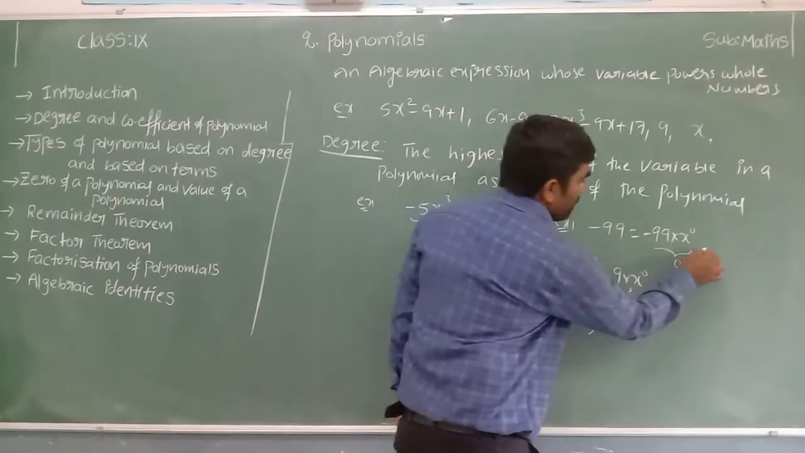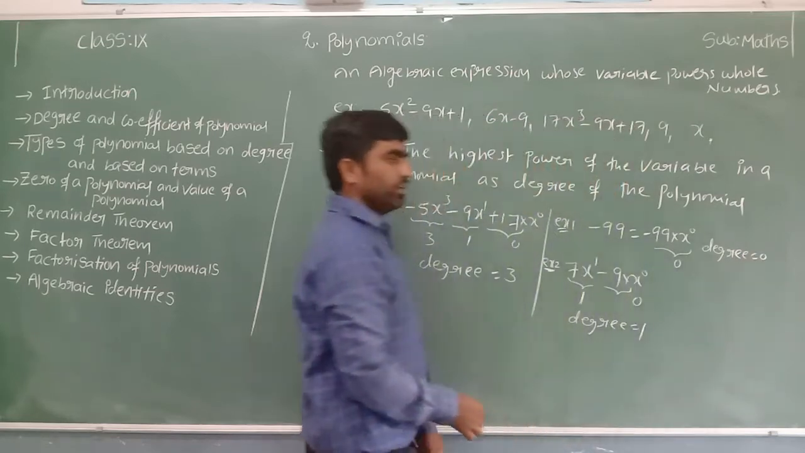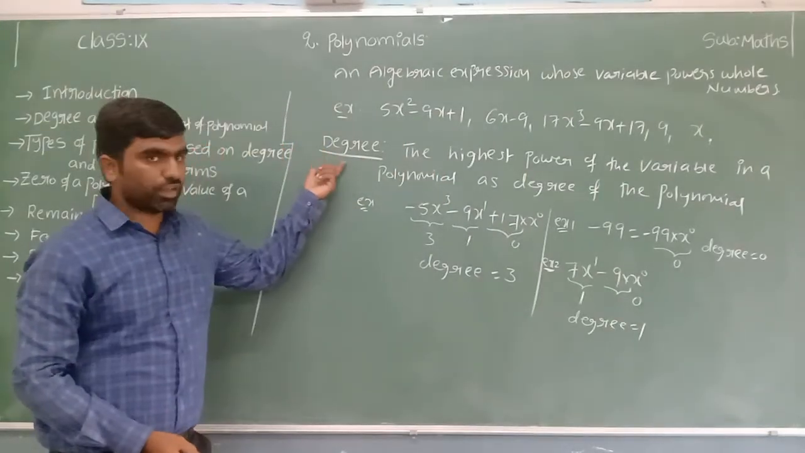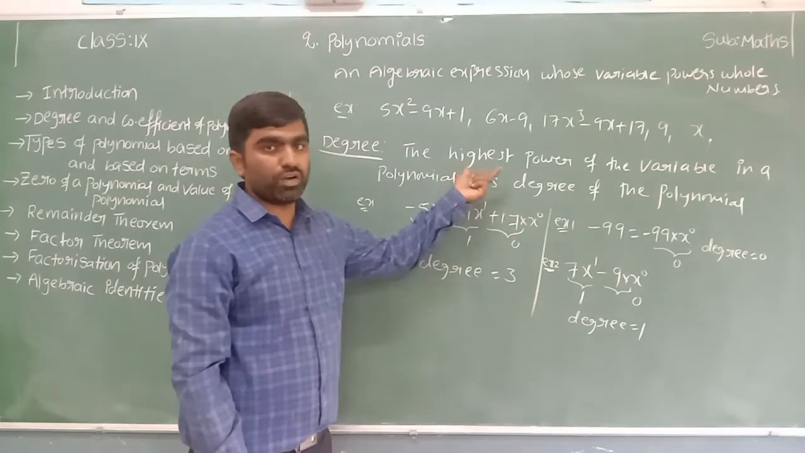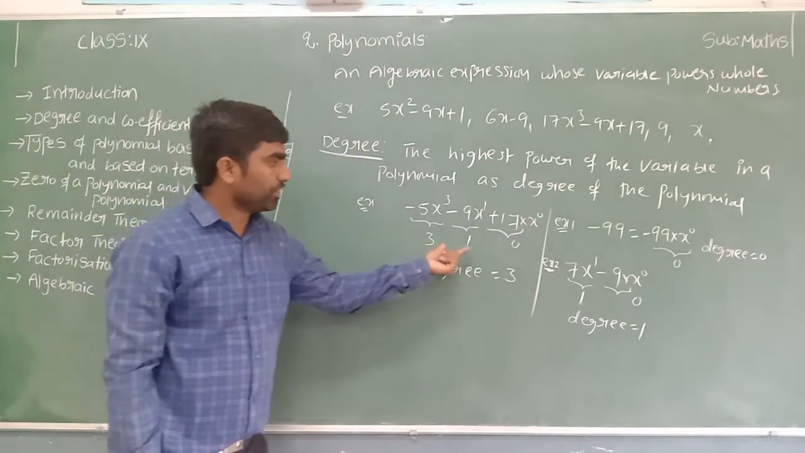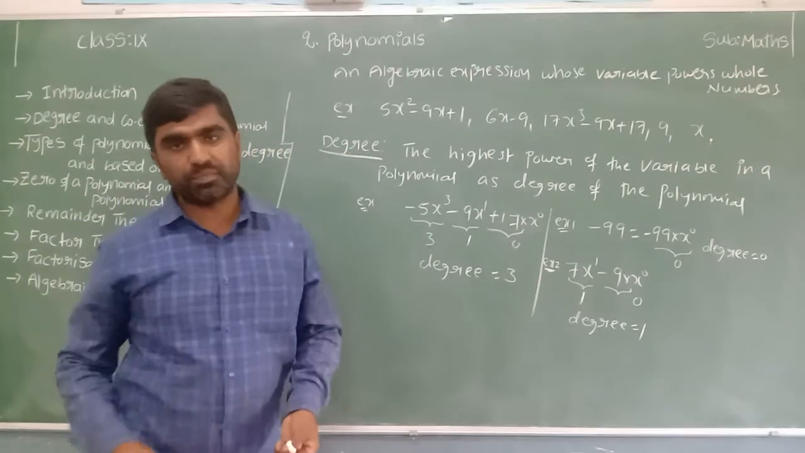Now in this, what is the degree? Degree is equal to 0. This is about what is degree and how to find the degree of polynomials. The highest power is called the degree. So this is the way to find the degree of polynomials. Hope you understood.